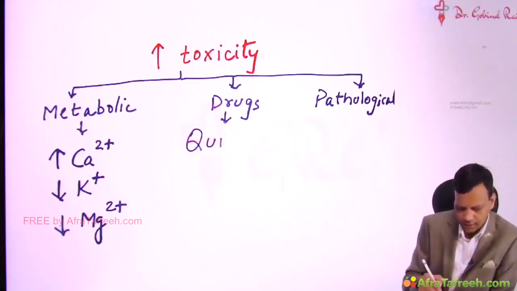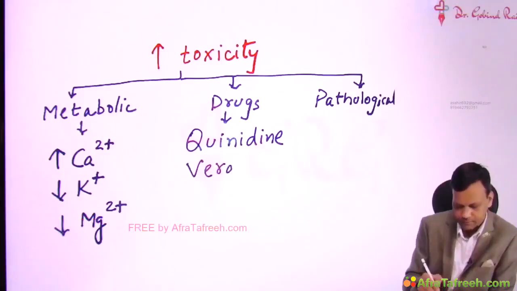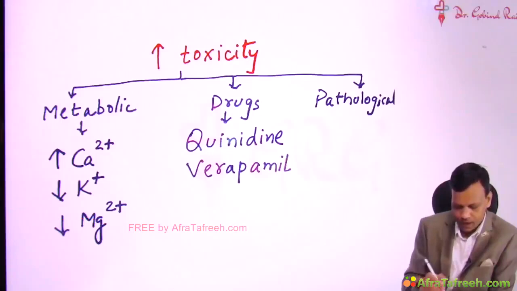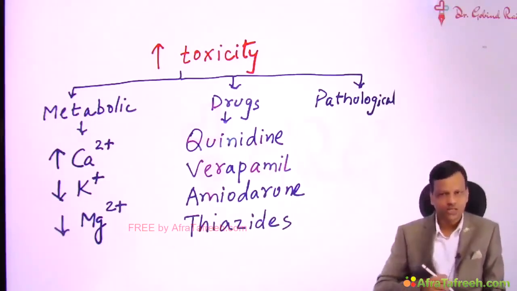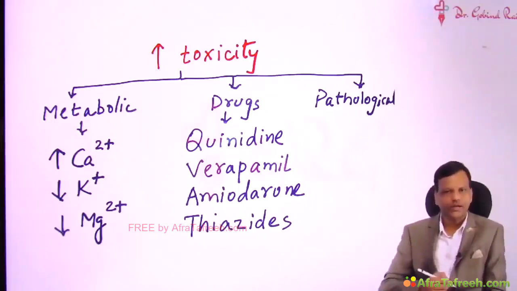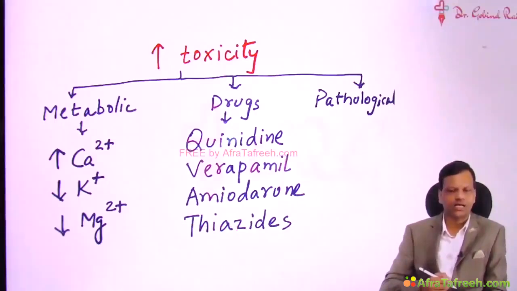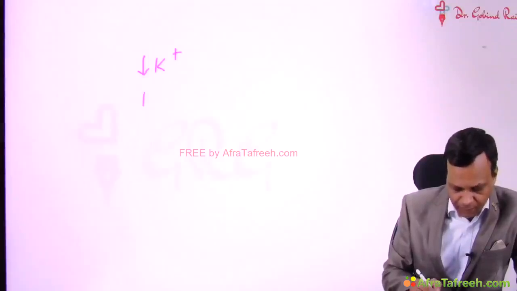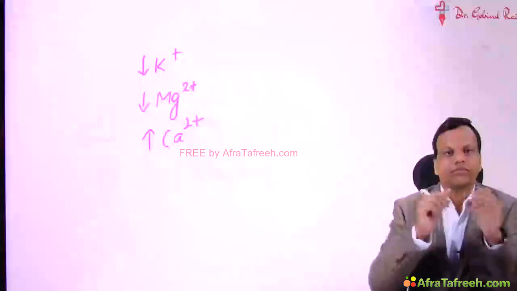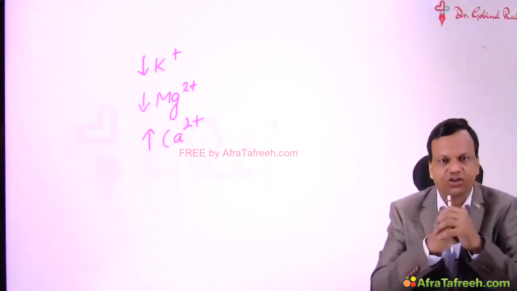Then which drugs increase the risk of digitalis toxicity? These include quinidine, verapamil, amiodarone, and thiazides. When these drugs are co-administered with the digoxin, there is increased risk of toxicity. Quinidine, verapamil, amiodarone, and thiazides. Thiazides, they cause hypokalemia, hypomagnesemia, and hypercalcemia. And we know all these factors, they can precipitate digoxin toxicity.